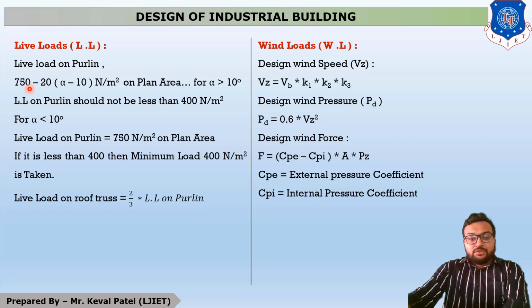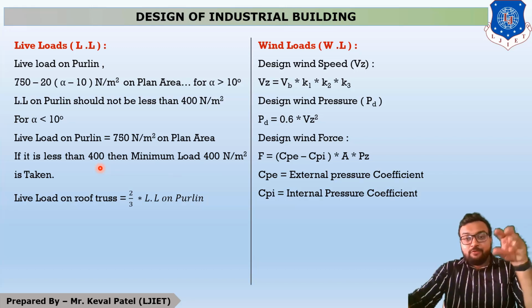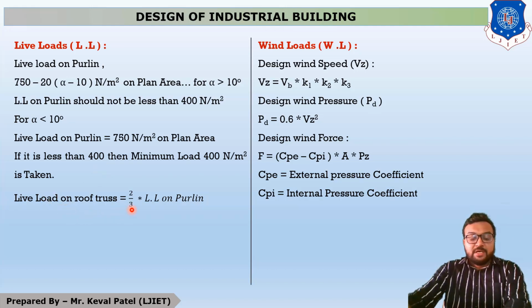Okay, so you can see that if this answer is less than 400, then the minimum load of 400 Newton per meter square is taken. Now, this is the live load on purlin, but we have to transfer it to the main truss. So what is the live load on a roof truss? It is 2 by 3 of the live load on purlin. Okay, so all these things will be clear in our example.